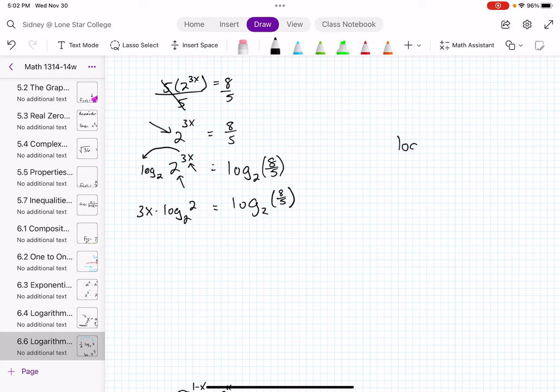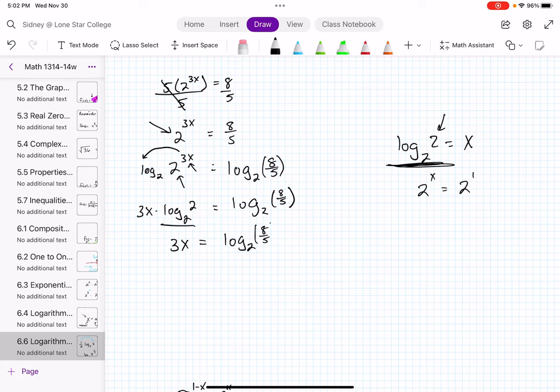So log base 2 of 2, the question is what is the exponent that goes on there? Well, if I put this in exponential form, I have 2 to the power of x equals 2. And this is an understood 2 to the power of 1, which means x equals 1, which means this whole thing equals 1, which means really this is just 3x. So I have 3x equals log base 2 of 8/5.